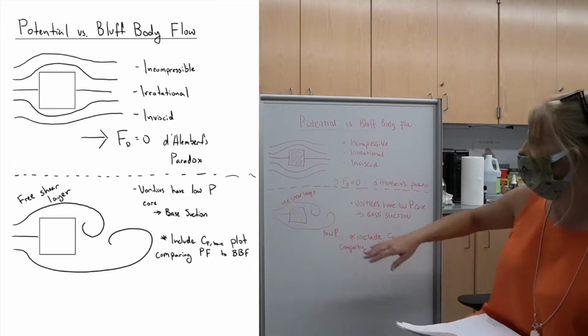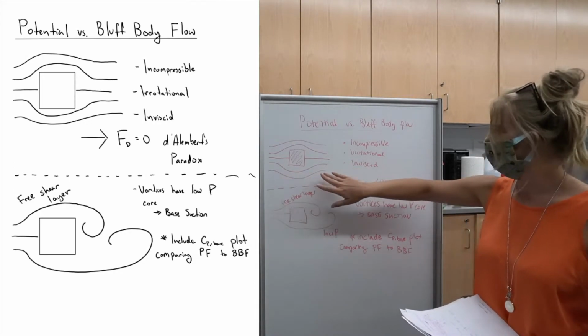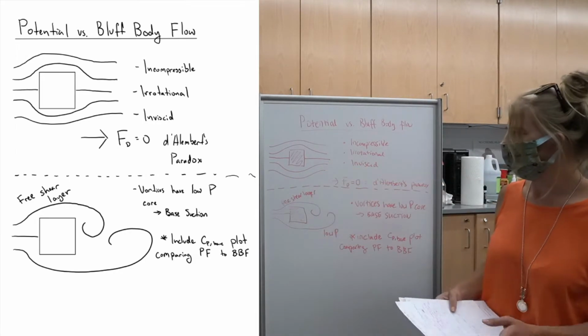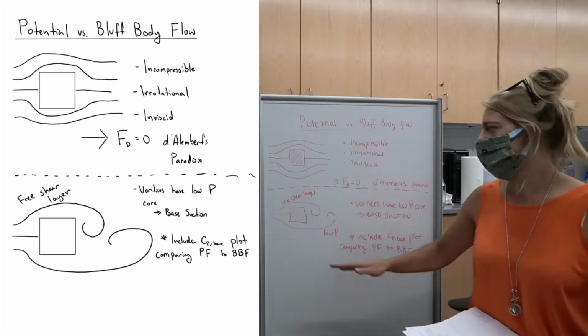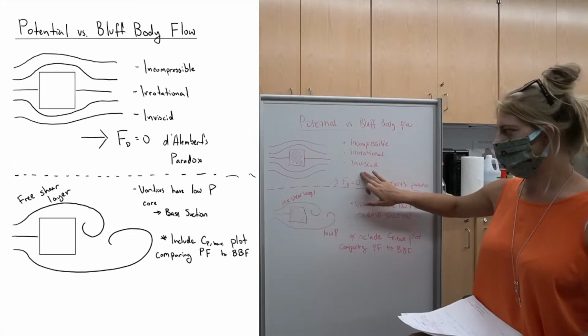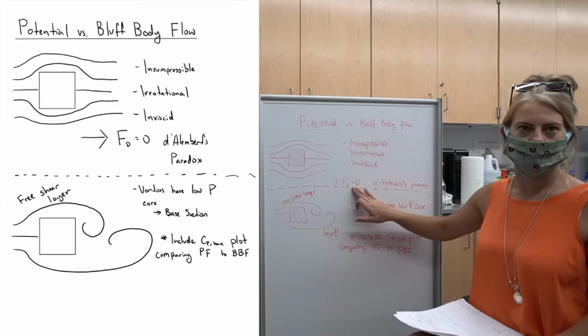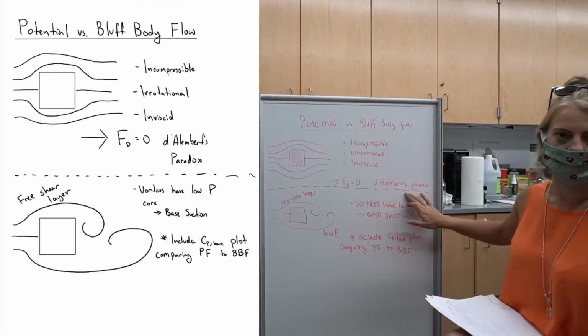So when you draw your streamlines around the flow, they're going to be symmetric around the front and the rear of the cylinder. Because the pressure distribution is then going to be the same over the front and the rear, the drag force over a bluff body in potential flow is going to be equal to 0, and this is known as D'Alembert's paradox.